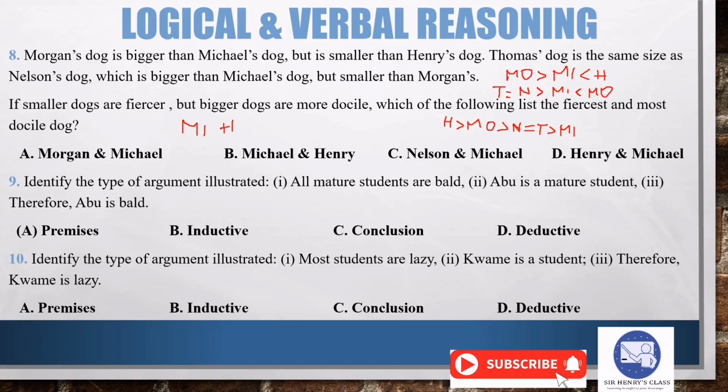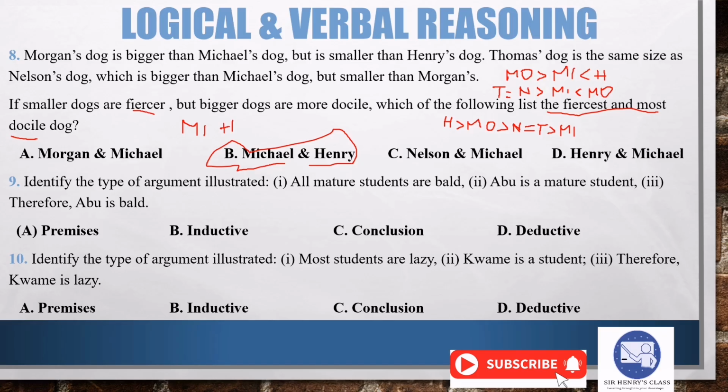So the question says, which of the following lists the fiercest and the most docile? They are saying the fiercest dogs are the smaller dogs. So Michael's dog coming first. And the biggest are docile. Henry's dog is the biggest, so it is docile. So clearly our answer is B.